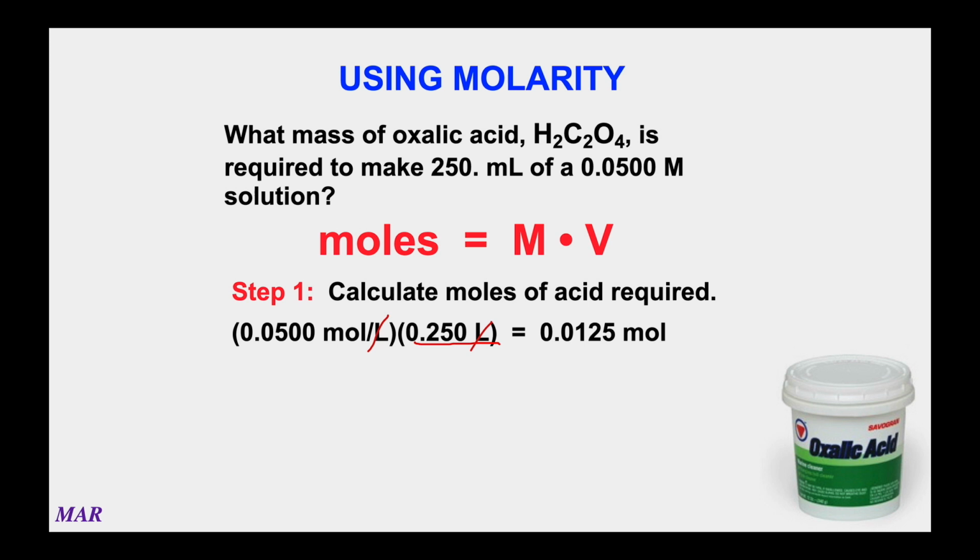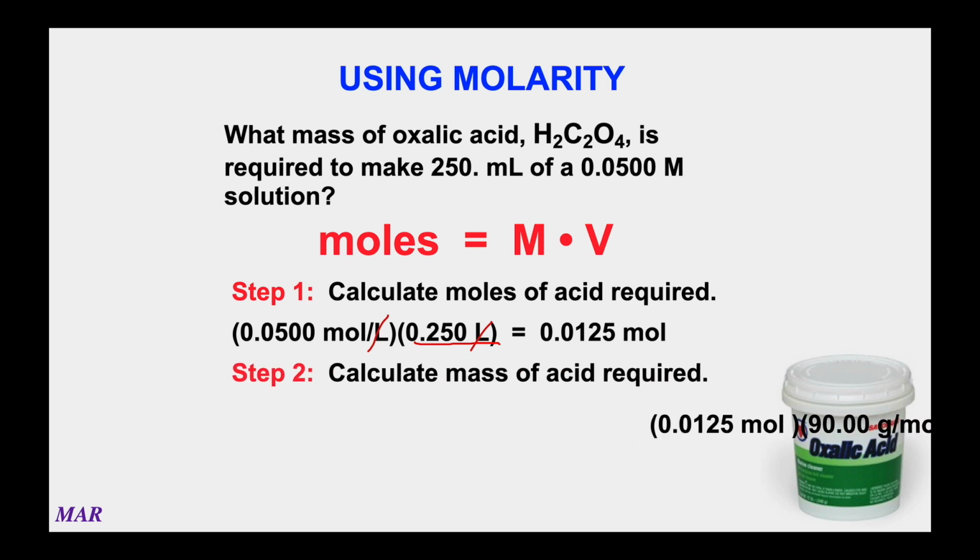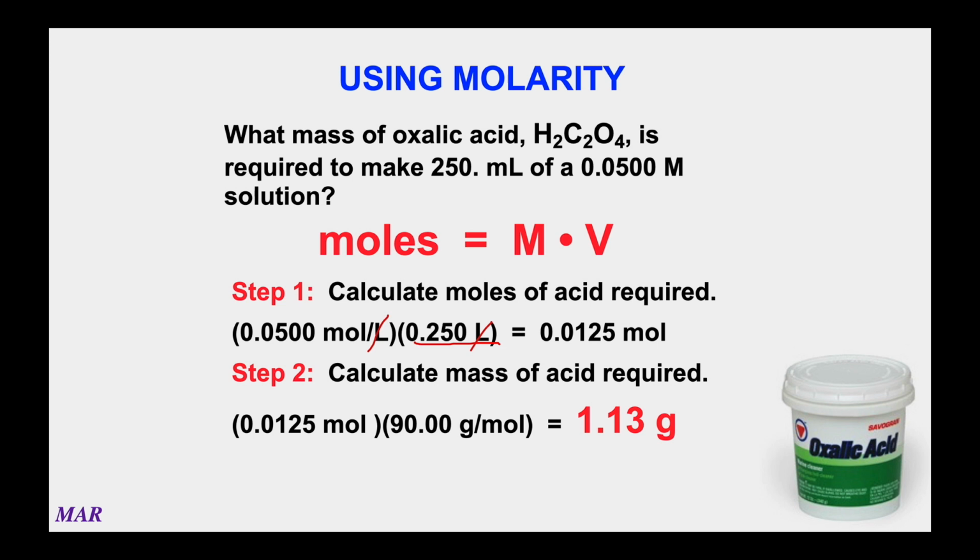You're going to have 0.0125 moles of oxalic acid. There's no more volume terms. The volume terms have been canceled. And oxalic acid, if you figure out the molar mass, is 90.00 grams per mole. So multiply that by the 0.0125 moles we calculated earlier, and you get 1.13 grams. So if on a balance you measured out 1.13 grams of oxalic acid and you filled it up in a volumetric flask to 250 milliliters of solution, you would have a 0.0500 molar concentration. And that's kind of a cool thing as a chemist.